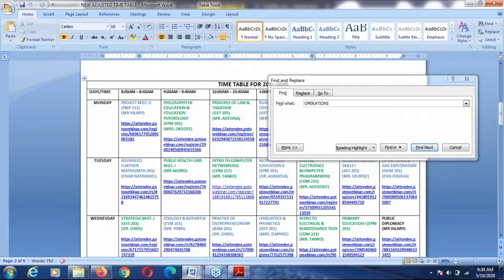Second one is healthcare management. This one is the administration or management of healthcare systems. See, it's the administration or management of healthcare system.